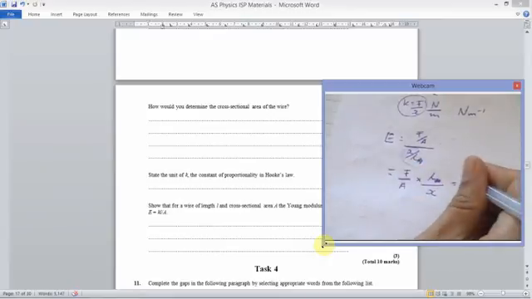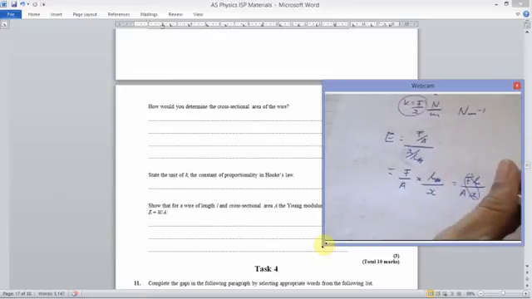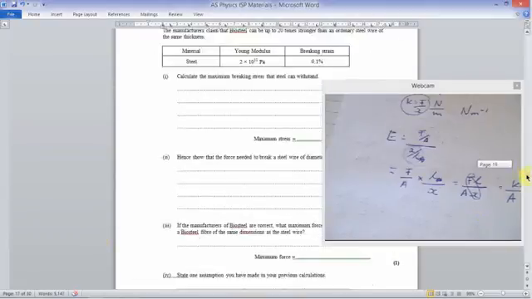Well, F over X we know is equal to K, from before. So you can just replace F over X by K, and you end up with KL over A, which is exactly what they want. Nice, 3 marks. And that brings us to the end of task 3.